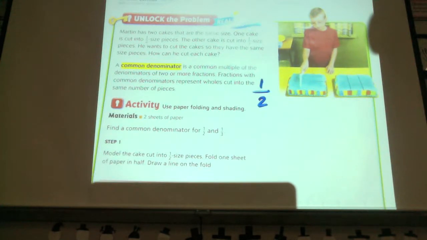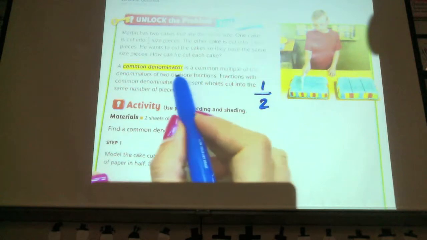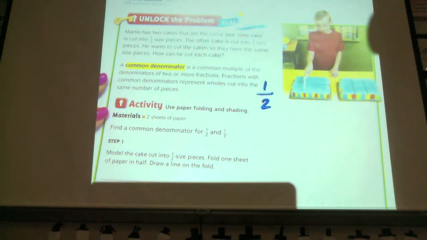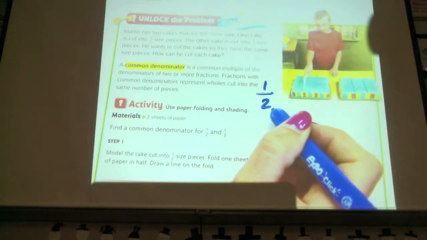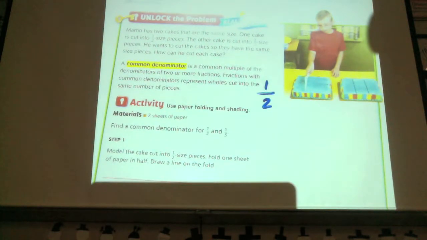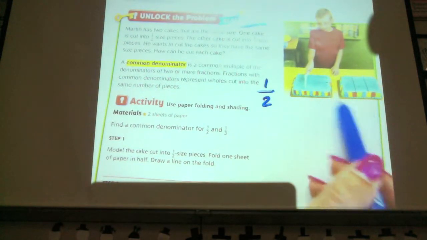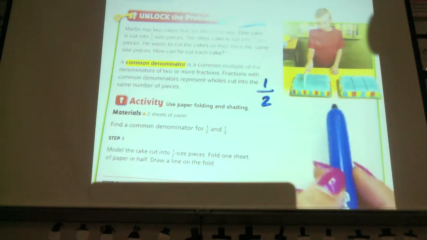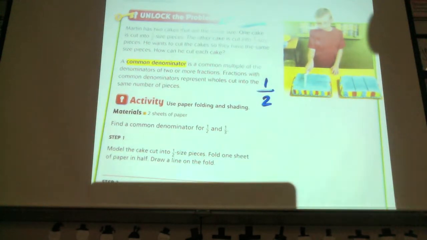Okay. So we're going to be learning how to find common denominators because we have a reason. A common denominator is a common multiple of the denominators. Just like we did on the board, a common multiple, it's just that we're doing it for the denominator. Fractions with common denominators represent wholes cut into the same number of pieces. So, are these cakes currently cut into the same number of pieces? No, but we can cut them into the same number of pieces by changing the denominator and then making the cuts. And that's what we're going to do right now.